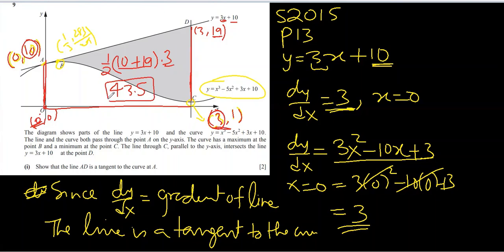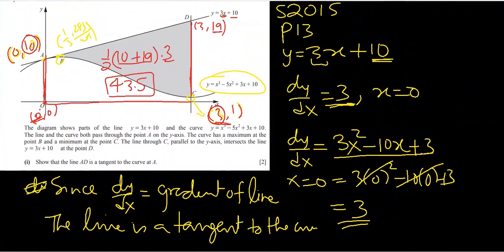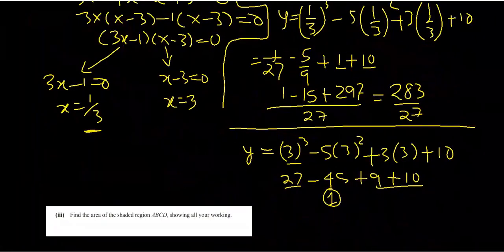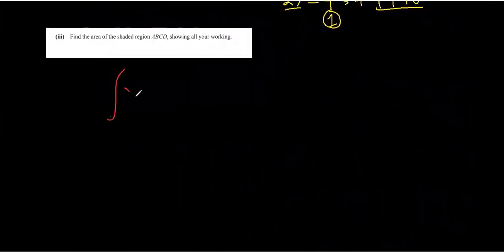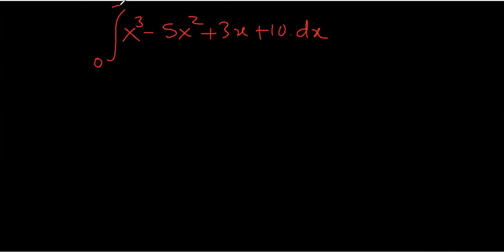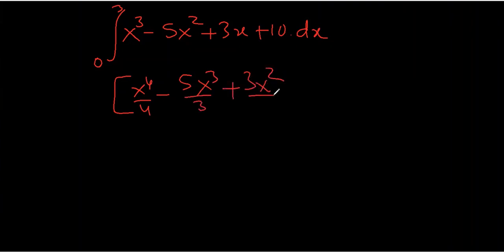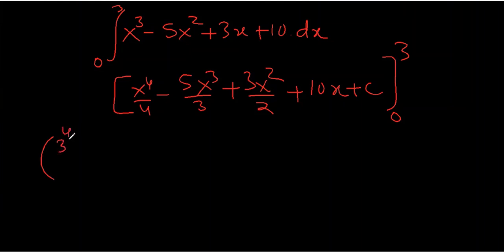Now, the challenge is to find the area under the curve from x equal to 0 to x equal to 3. And that we will subtract from the trapezium's area. So let's do it here. The equation of the curve was the integral of x cubed minus 5x squared plus 3x plus 10 dx from 0 to 3. So it becomes x to the power 4 over 4 minus 5x cubed over 3 plus 3x squared over 2 plus 10x plus c from 0 to 3. Let me substitute the values of 3 and 0.